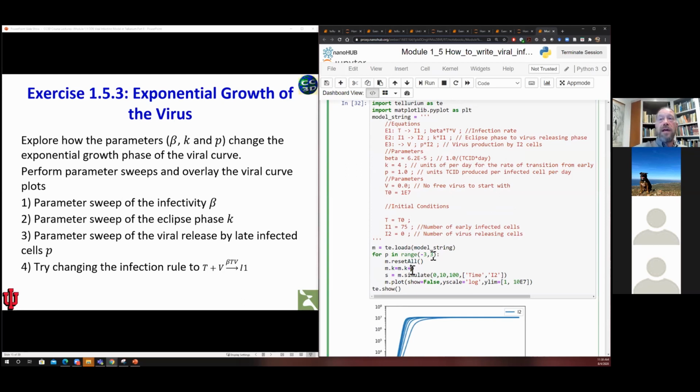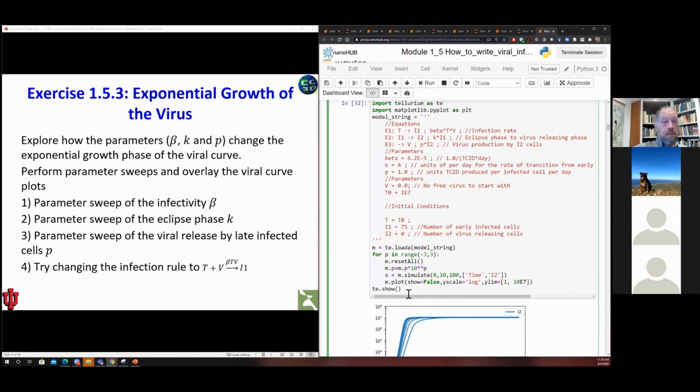And let's do the last one, which is sweeping the amount of virus released. That way we can do it in factors of 10 as well. So let's try that together. We're going to change the parameter P, which is the production of virus per cell.